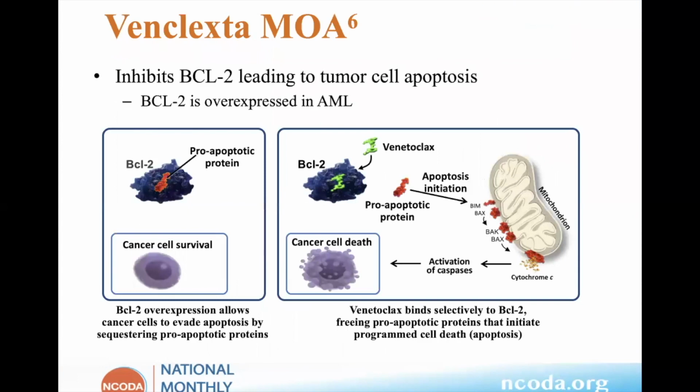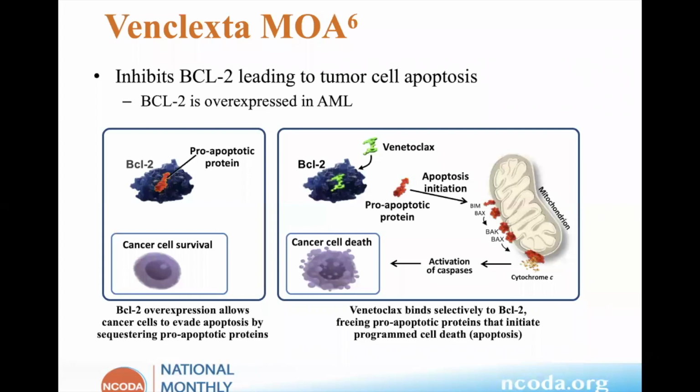The Venclexta mechanism of action is that it inhibits BCL2, leading to tumor cell apoptosis. BCL2 is overexpressed in AML, and that overexpression allows the cancer cells to evade apoptosis. Venclexta binds selectively to BCL2, freeing up those pro-apoptotic proteins that initiate the programming of cell death. So Venclexta helps with that apoptosis.